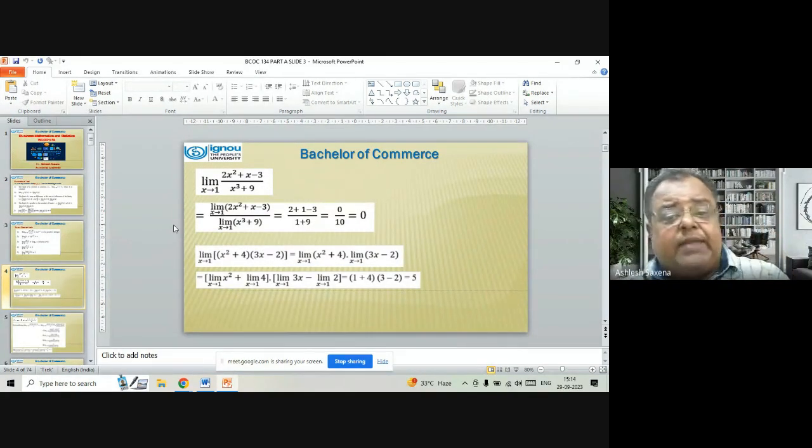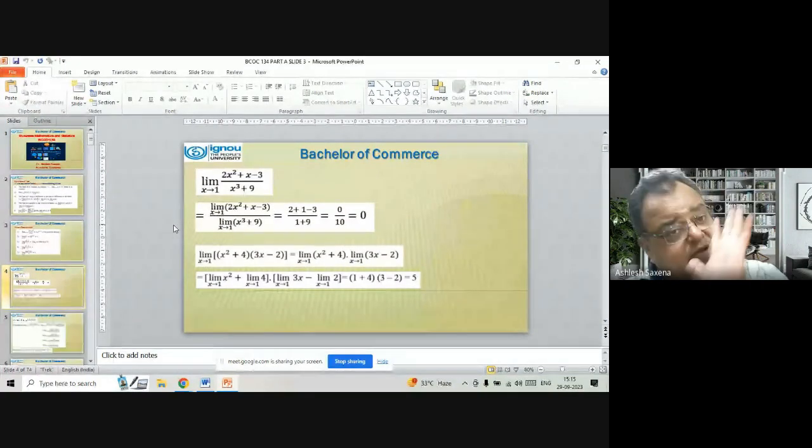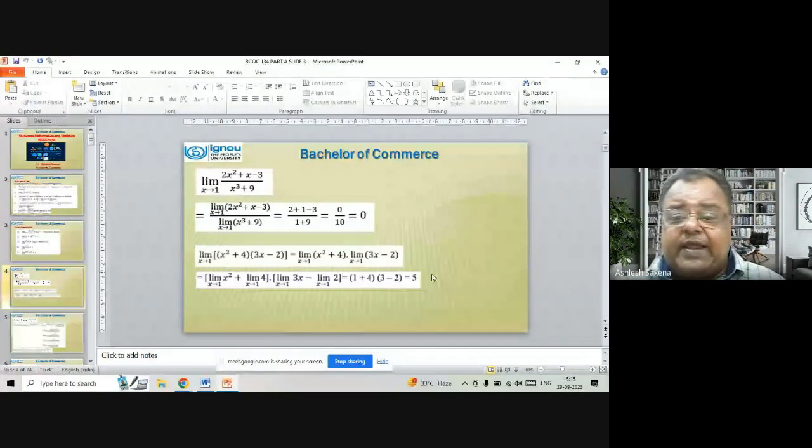While applying the limit x tends to 1 to the first function, that will be 1 plus 4. And in the second, it will be 3 minus 2. 1 plus 4 is 5, and 3 minus 2 is 1. So 5 into 1 is 5. That means you will be getting this answer.